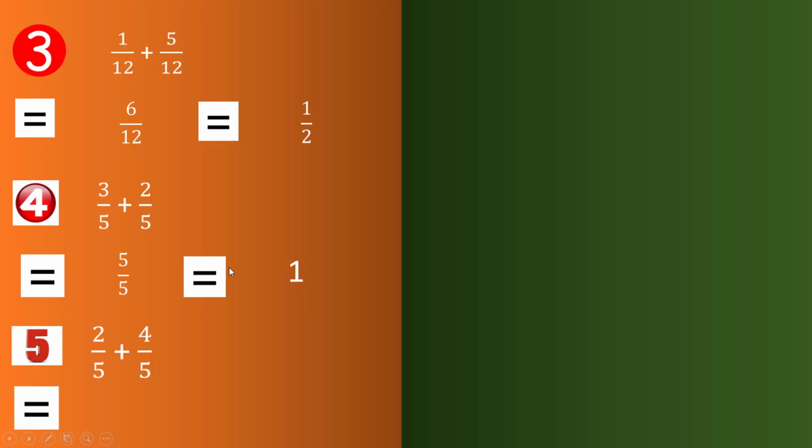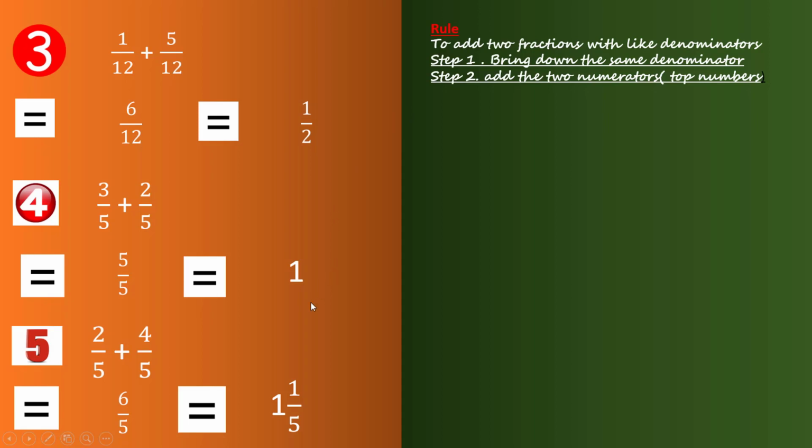Number 5, 2 over 5 plus 4 over 5. It will be 6 over 5. Look here, 6 is greater than 5, so it's an improper fraction. We can write it as a mixed number. So it will be 1 and 1 over 5. We deduce this rule to add two fractions with like denominators. Step 1, bring down the same denominator. Step 2, add the two numerators, the top numbers.